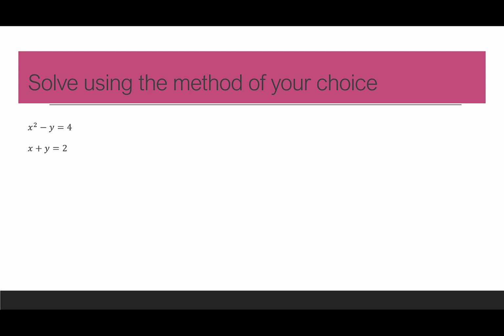And x plus y is 2, and I think you should look at it and think, what looks easiest? Does it look easiest to substitute, or does it look easy to add them? I'm really hoping you say it looks easy to add them, because if I add down, x squared and x is x squared plus x. Negative y and y, that cancels. 4 plus 2 is 6, so I have this nice quadratic. x squared plus x equals 6.